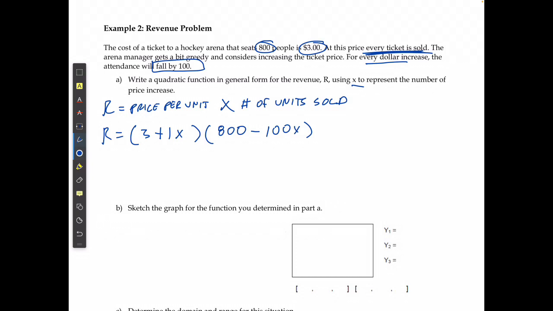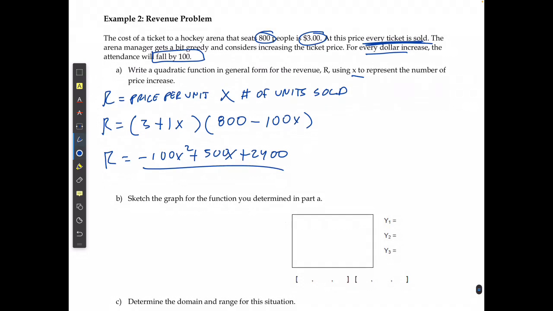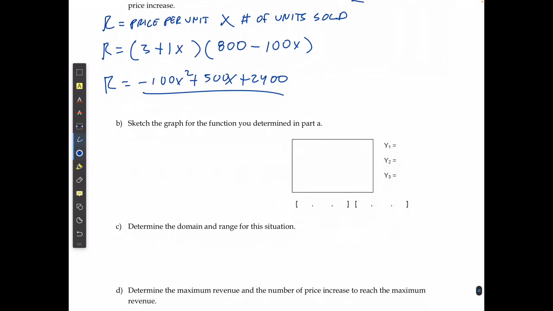When I multiply this out and put it into general form, I'm going to state that R is equal to negative 100x squared plus 500x plus 2400. There's my general form when I multiply out that binomial. And that's also what I'm going to be graphing into my calculator. I'm going to graph y1 is equal to negative 100x squared plus 500x plus 2400.